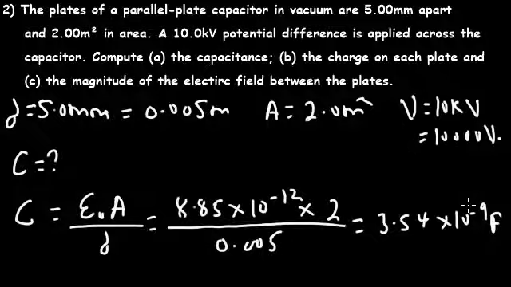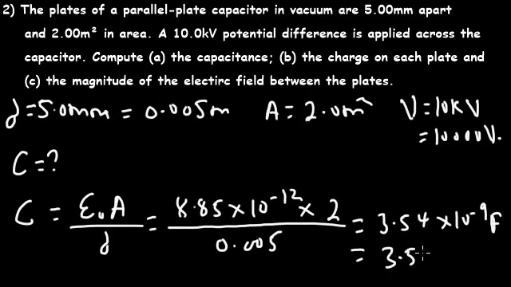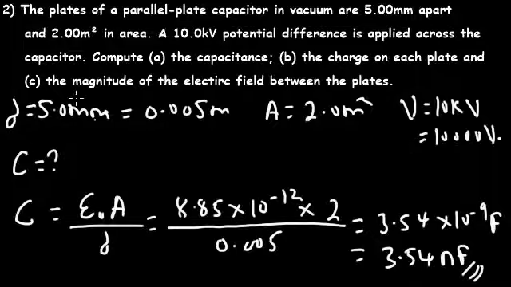Excellent. However, this is 10 to the power of negative 9. Remember, you can have it as 3.54, then you say nanofarad. You know what the nano is already. Perfect. 10 to the power of negative 9. Excellent. And that gives us the solution to part A. On to part B. Determine the charge. We are also required to compute the charge on each plate. So how can we determine that?